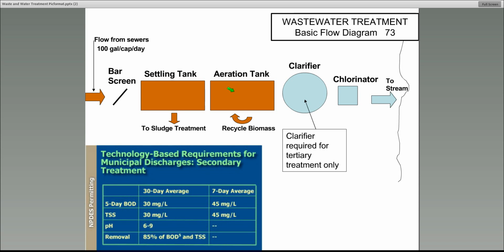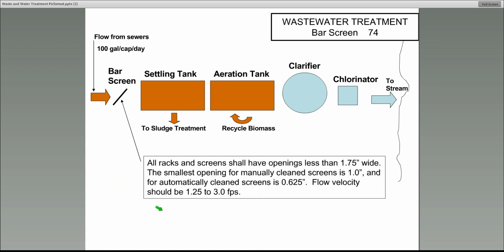Okay, if you have these units, the settling tank, the aeration tank, and the chlorinator, that's a secondary treatment that's required by EPA. If you have to do something more than secondary treatment, then you'd have to have a clarifier. Clarifier is required for tertiary treatment only. And remember, secondary would be 30-30 on the BOD and total suspended solids. So let's design some of those units.